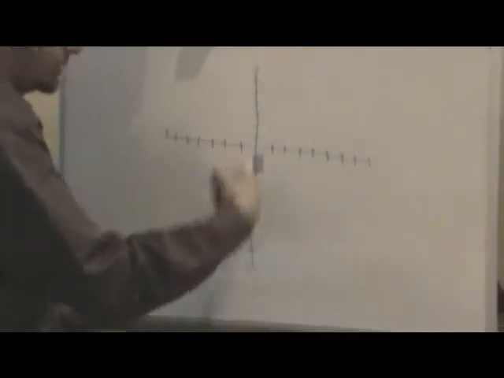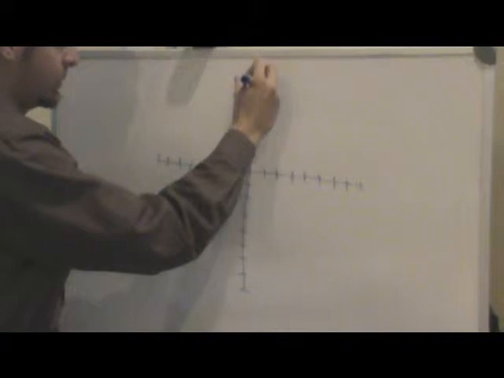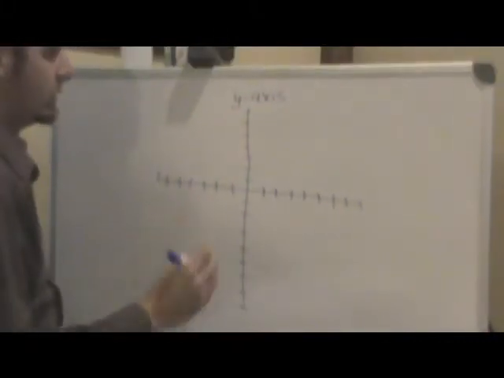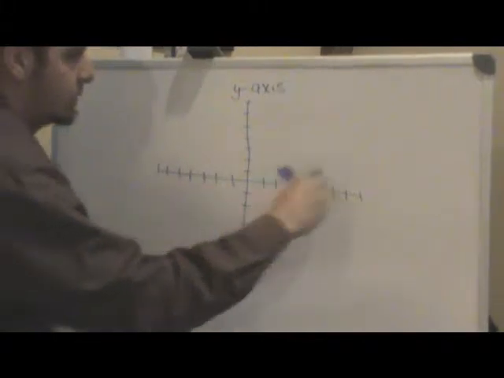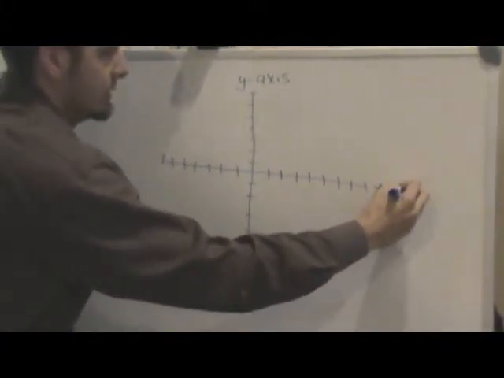The vertical line, or the line going up and down, is known as the y-axis. The horizontal line, or the line going left and right, is known as the x-axis.